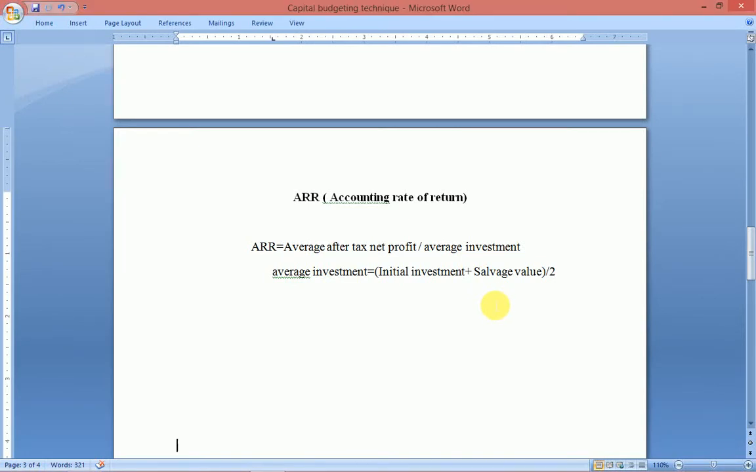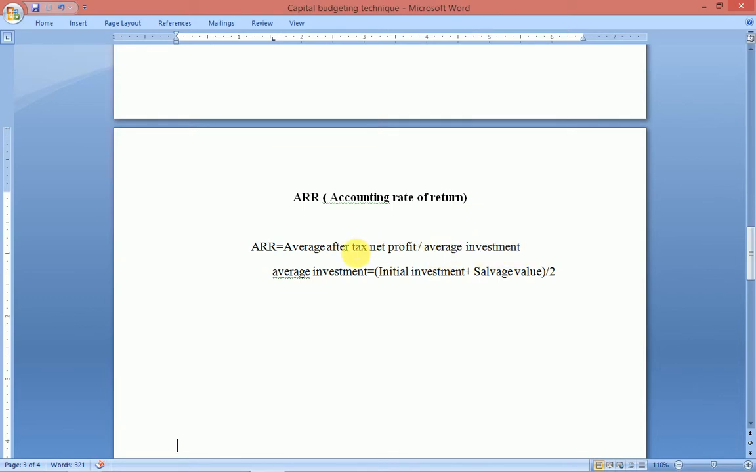Today I will talk about another conventional technique of capital budgeting, that is ARR, accounting rate of return. ARR is the after tax average annual accounting profit generated from an investment, divided by the average investment.